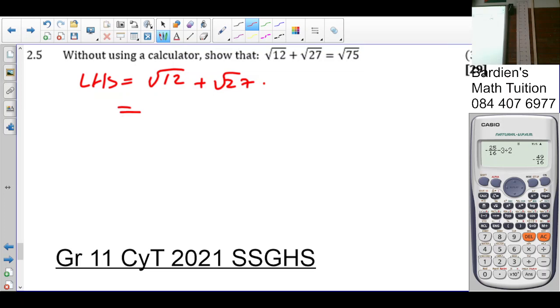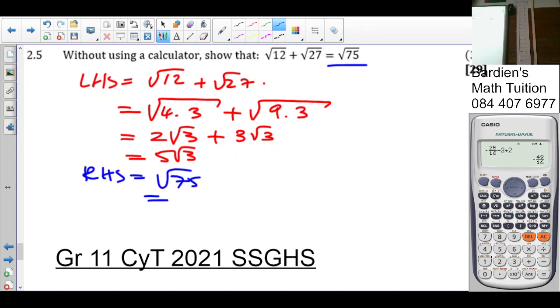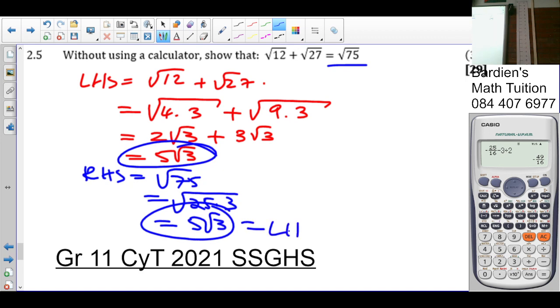Okay. So the square root of 12 can be written using the largest perfect square that goes into 12, which is 4 times 3, plus for 27 it's 9 times 3. The square root of 4 is 2 root 3 plus the square root of 9 is 3 root 3. So that's going to give you 5 root 3. So let's go on the other side. The right hand side. The square root of 75, what's the largest perfect square going into 75? Of course, it's 25. So 25 times 3 is 5 root 3, which is equal to the left hand side. As you can see, no calculator was used there.